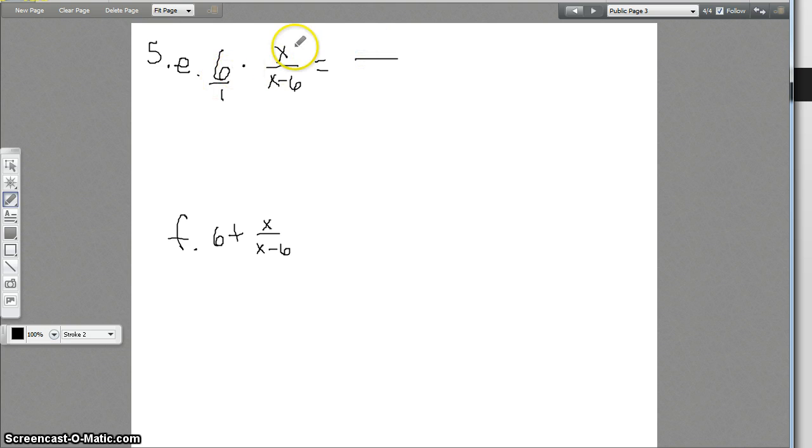So our numerator is 6 times x, which is 6x. Our denominator is 1 times x minus 6, which is x minus 6. And we're done with part E. For part F, it's a little bit more difficult.